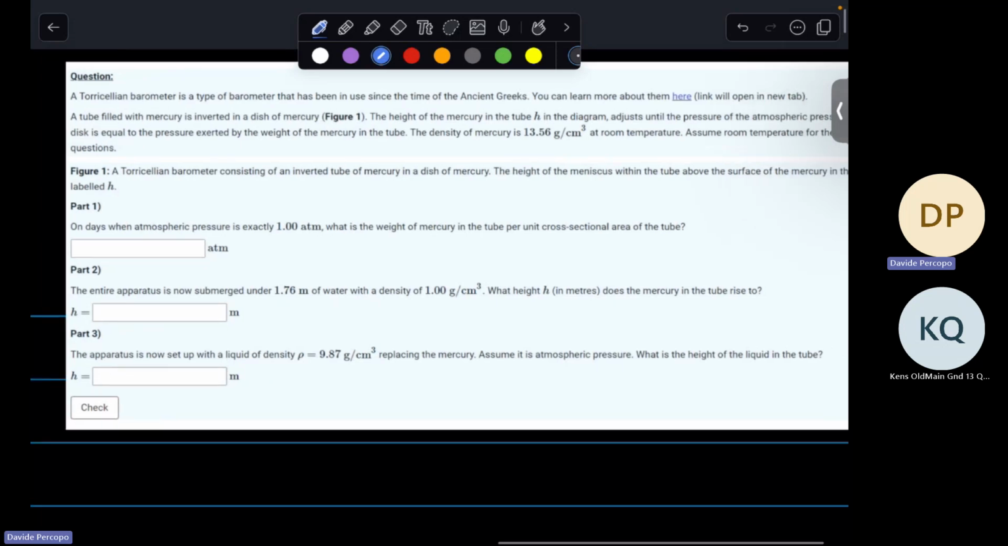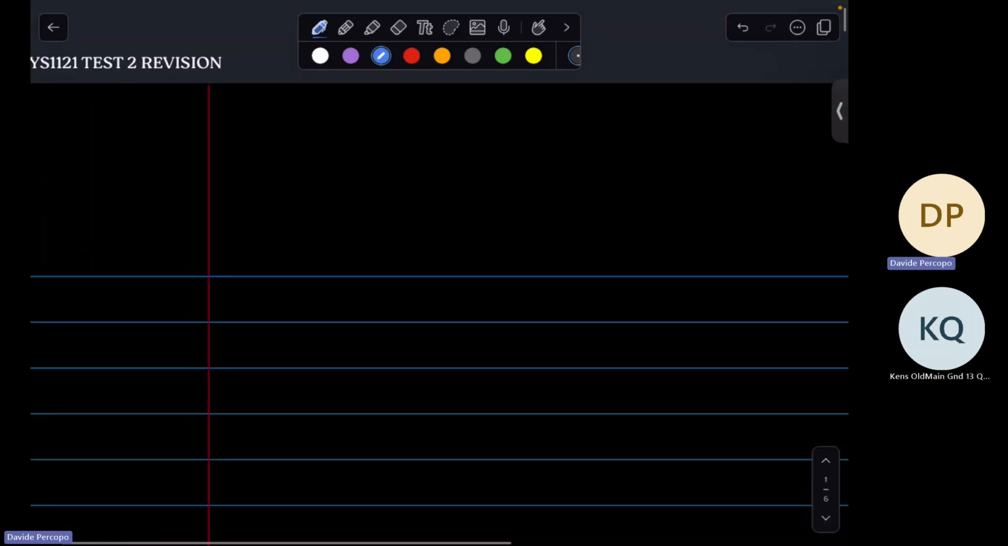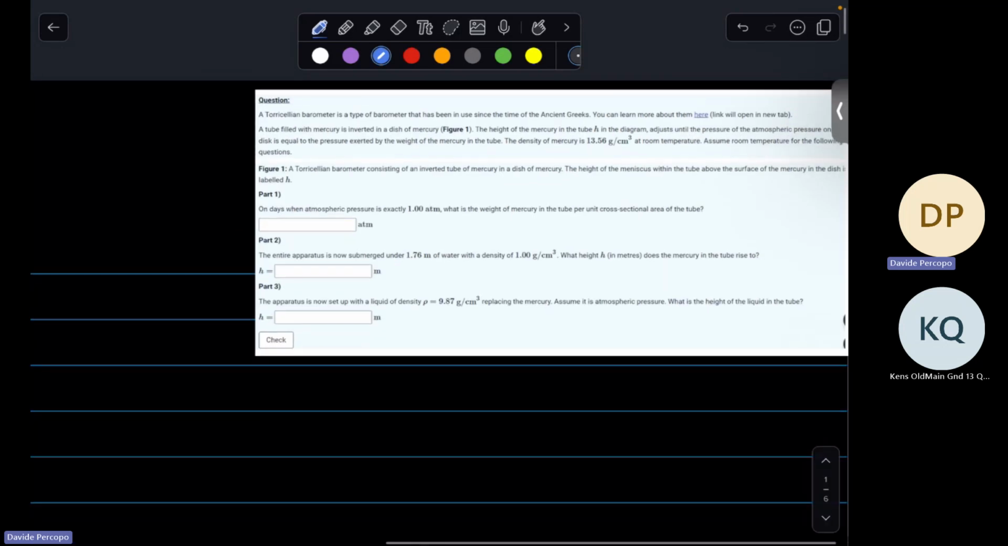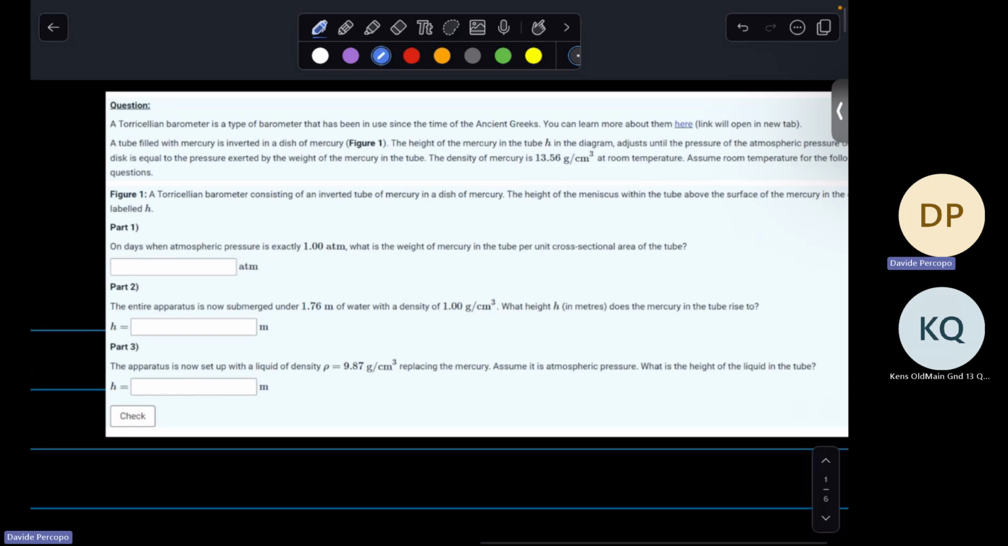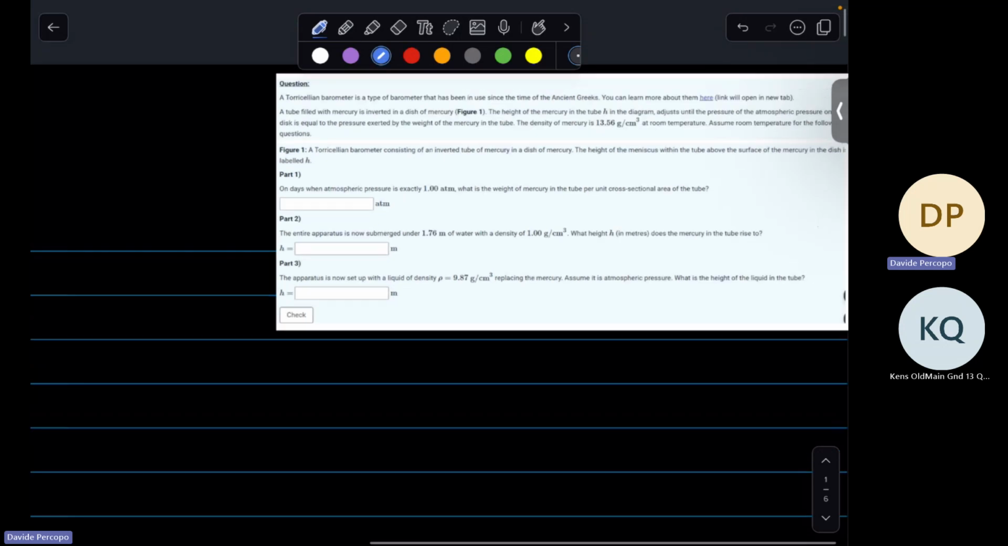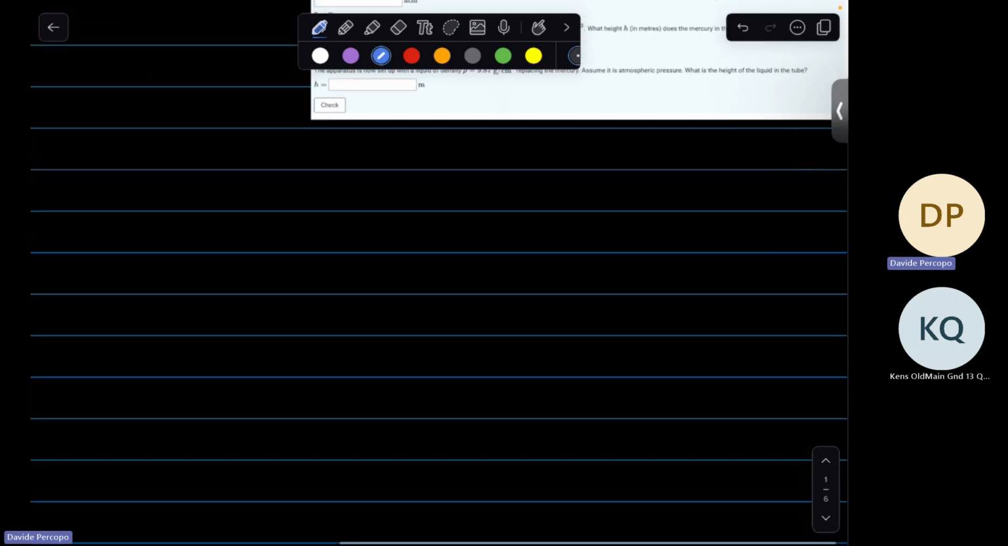Now let's get started. The first question. Okay, let's just mark this question one. A torsillion barometer, the type of barometer that has been in use since times of okay, a lot of yapping there. The important stuff. Who cares about the ancient Greeks? They're cool and all, but for this question, you don't need them. A tube filled with mercury is inverted in a dish of mercury. It did have a figure, but I didn't get the photos, so it's okay. I looked up on the internet what this actually was.